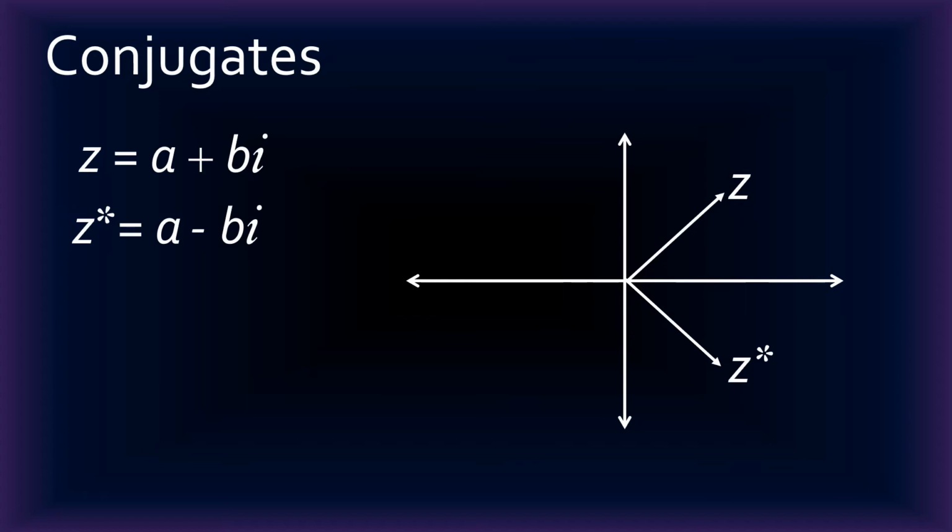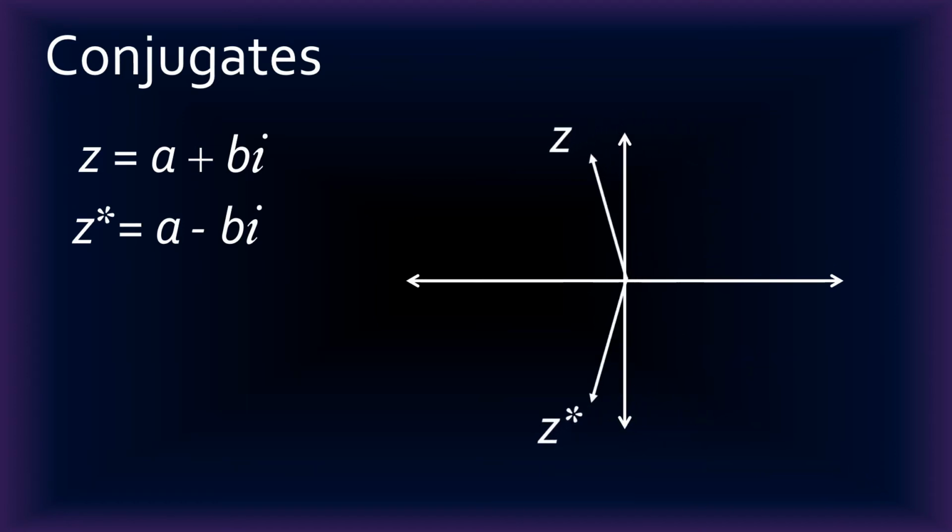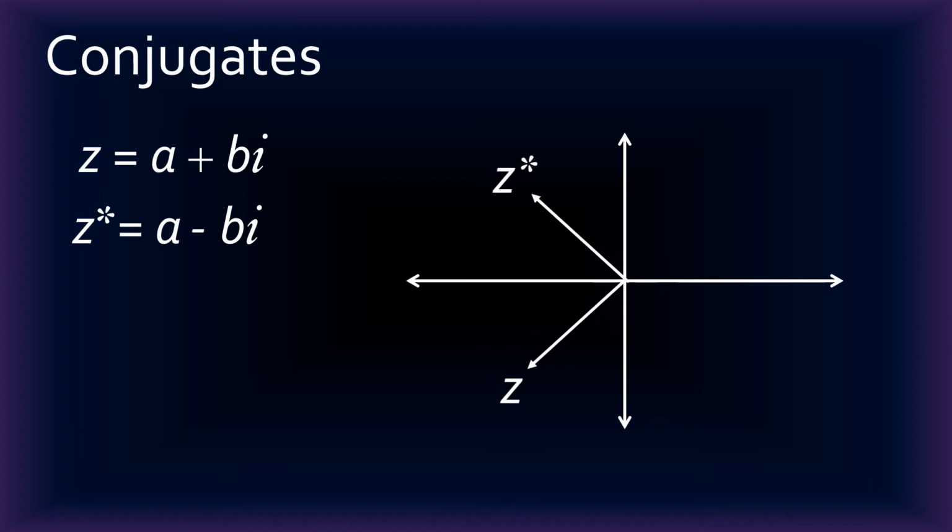z star is almost like z. They have the same magnitude and they have the same argument, but they're negatives of each other. It's also worth mentioning that, although I generally show complex numbers in the top left quadrant just for simplicity, the same applies in all of the other quadrants. That's all well and good, but why is this useful?